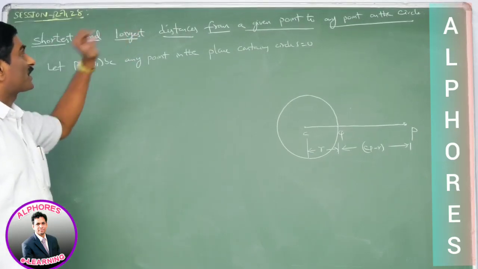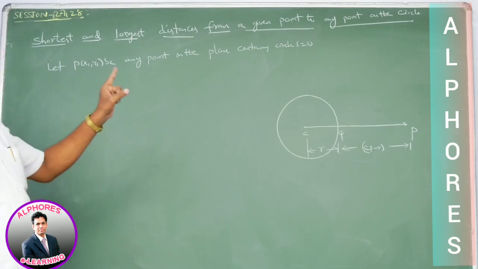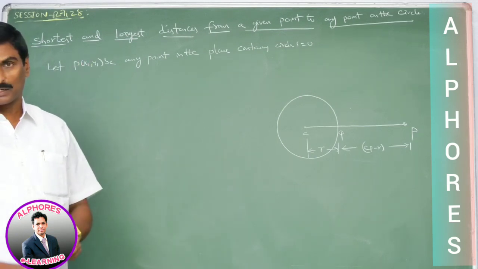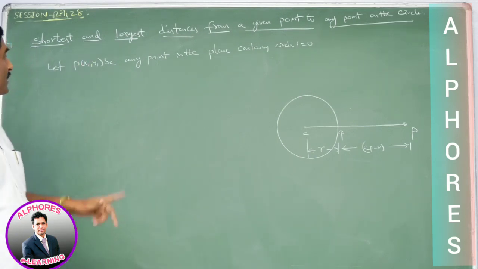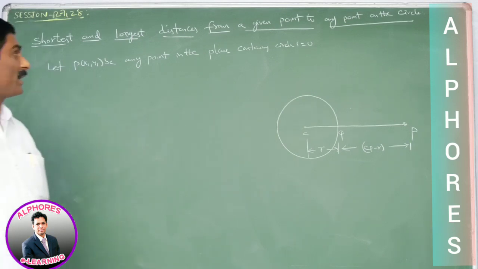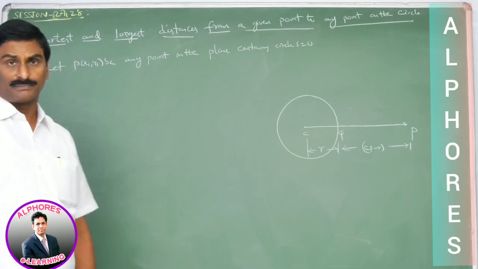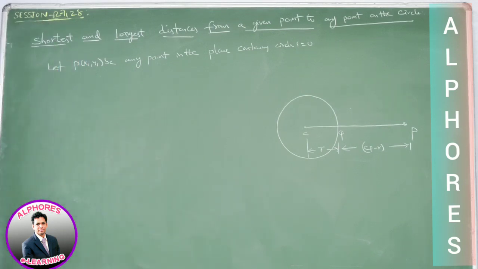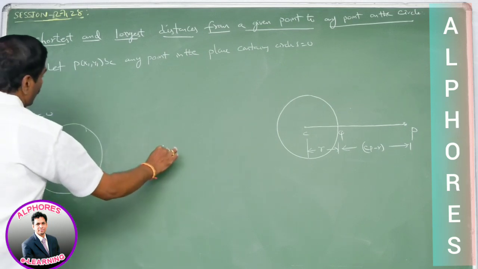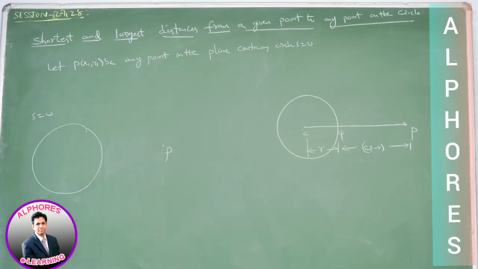Next heading: shortest and longest distances from a given point to any point on the circle. Suppose S = 0 is any circle and P is any point in the same plane. Either P lies exterior, interior, or on the circle.